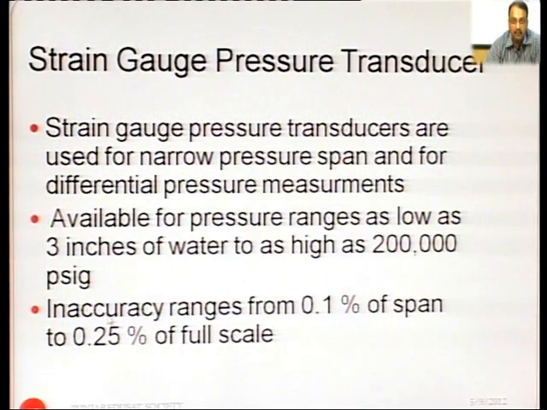Strain gauge pressure transducers are used for narrow pressure span and for differential pressure measurements. These are available for pressure ranges as low as 3 inches of water to as high as 2 lakh psi. Inaccuracy ranges from 0.1% of span to 0.25% of full scale.